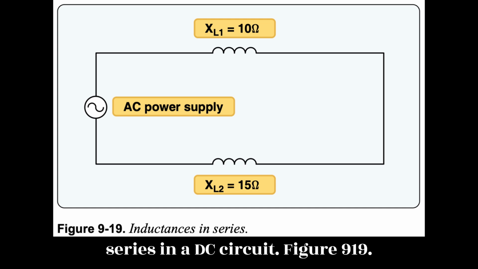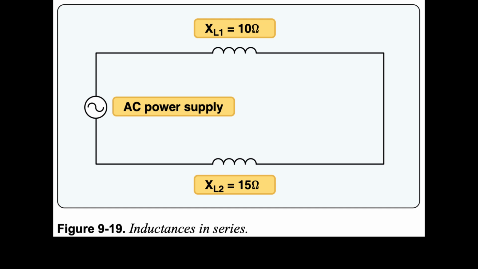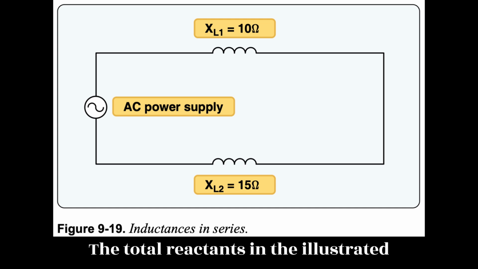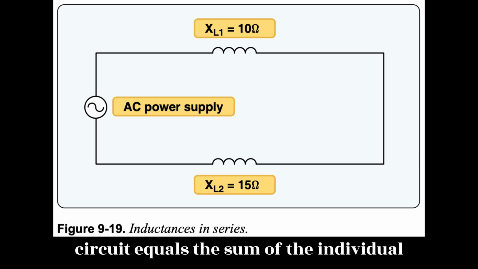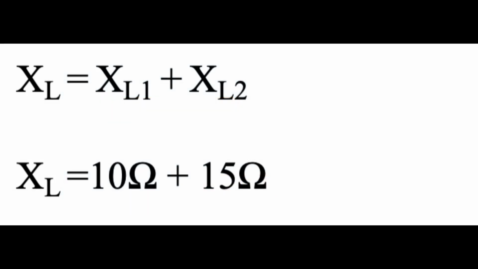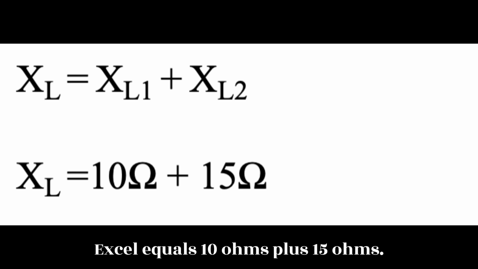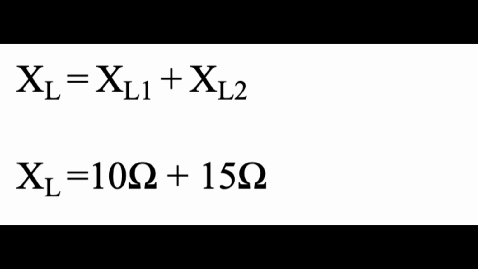In AC series circuits, inductive reactance is added like resistances in series in a DC circuit. Figure 9.19. The total reactance in the illustrated circuit equals the sum of the individual reactances. XLT equals XL1 plus XL2. XLT equals 10 ohms plus 15 ohms.